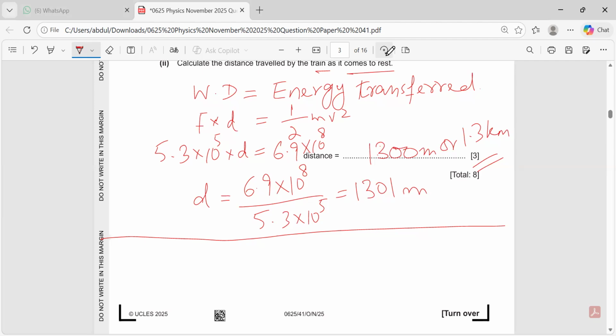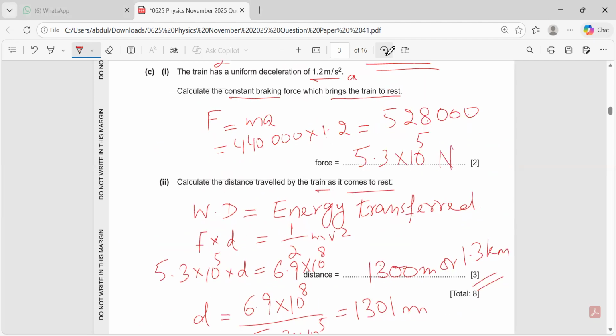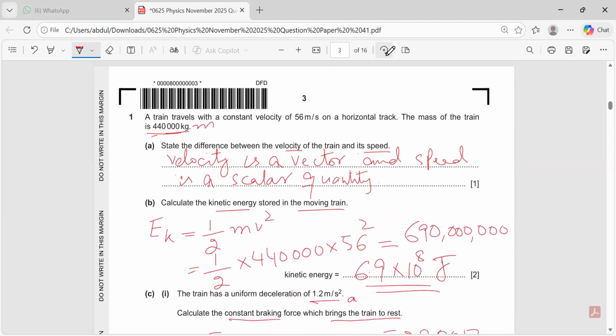It has kinetic energy. Now in this whole question's scenario, we started with a train moving at the speed of 56 meters per second on a horizontal track. The mass of the train is 440,000 kilograms. Then they ask the difference between speed and velocity. Quite simple. Velocity is a vector and speed is a scalar quantity.